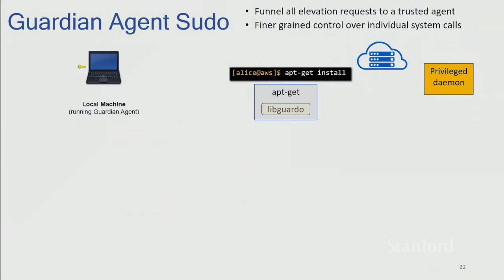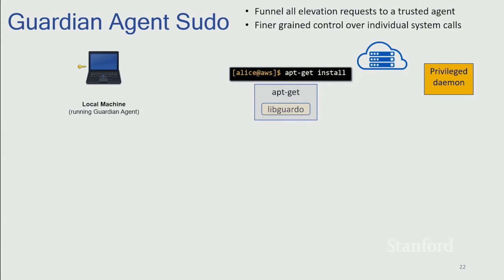With our solution, instead of running the apt-get binary using sudo and elevating the entire process, the process is going to run using the normal user privileges. So this obviously won't work on its own. So what we do is run a separate privileged daemon that will take care of elevating privileges in a much more fine-grained way. And we also have a small library running within the unprivileged process. So everything on the left here, the apt-get process and the library, is unprivileged, and we have one privileged daemon.